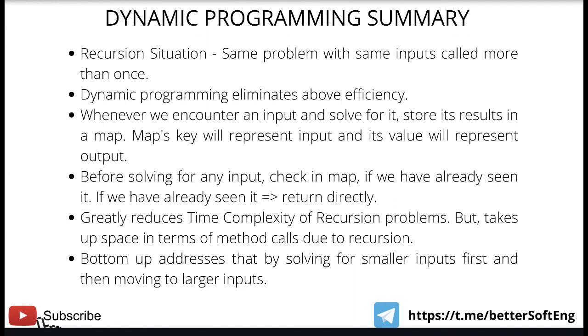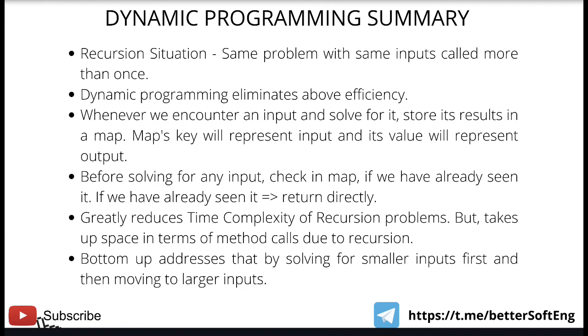How does it solve it? Whenever we encounter an input to the recursive method call, we solve for it and store its result in the map. The map's key represents its input and its value represents the output. So we have this information stored that, for this input, this is the answer. Now, before solving for any input, we first check in the map if we have already seen it. If we have already seen it, that means we have already solved it, so no need to solve it again. We return directly from the map.